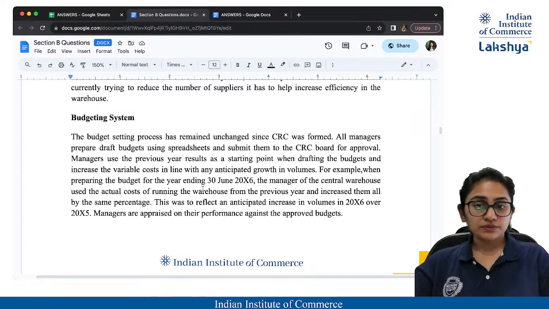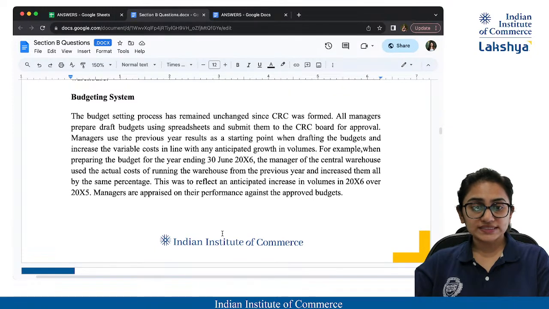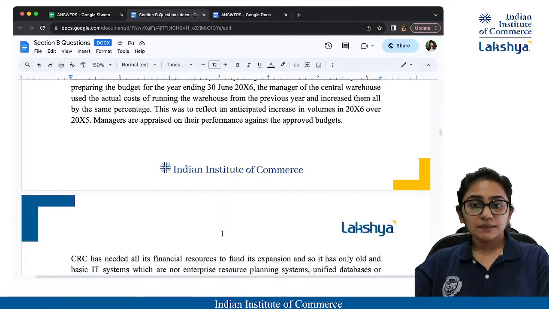For example, when preparing the budget for the year ending 30th June 2026, the manager of the central warehouse used the actual cost of running the warehouse from the previous year and increased them all by the same percentage. This was to reflect an anticipated increase in volumes in 20X6 over 20X5. Managers are appraised on the performance against the approved budgets.